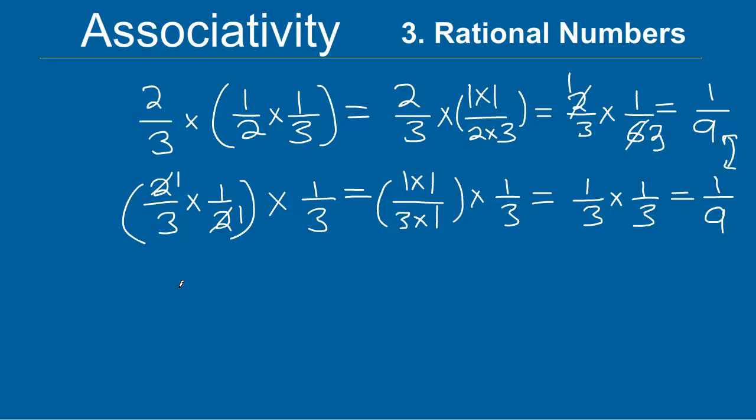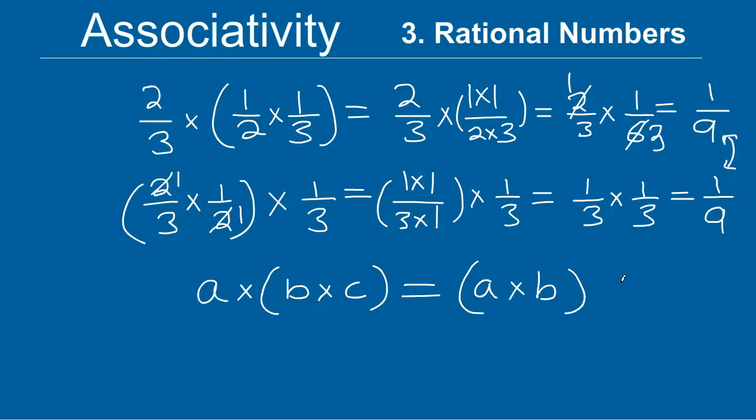So what we notice is that for rational numbers, a times within parenthesis b times c is indeed always equal to within bracket a times b, bracket close, times c. So we say that for multiplication of rational numbers, it is always associative.